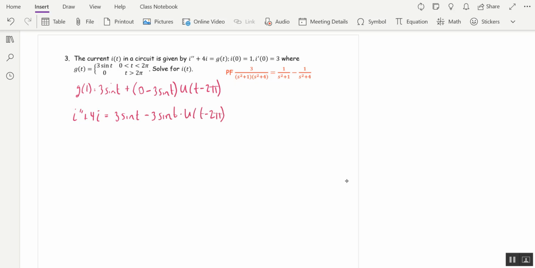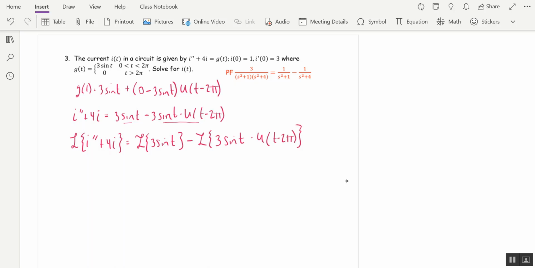All right, now we're going to take L of both sides. L of I double prime plus 4i is equal to, now L is linear, and since I'm going to need formula 18 on this guy, and I'm not going to need it on this guy, what I'm going to do is separate it out and take L of 3 sine t separately, and then minus L of the rest. You would do the same thing if you were integrating two functions and one needed a u sub and one didn't. You'd write it as two integrals. 3 sine t times u of t minus 2 pi.